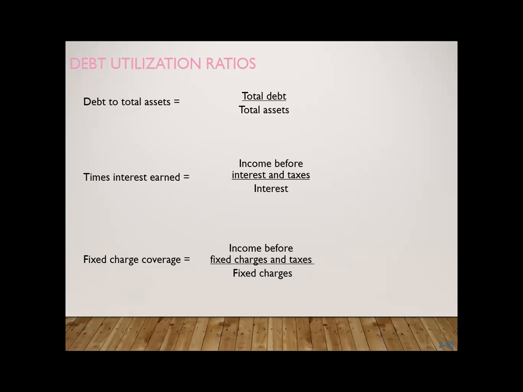Equally, fixed charge coverage is taking out those fixed charges that the company will have to pay whether it is operating or not. So whether it's operating at full capacity, half capacity, or zero capacity, it would still be required to pay fixed charges. And how much can the company cover of those fixed charges from its operating income?